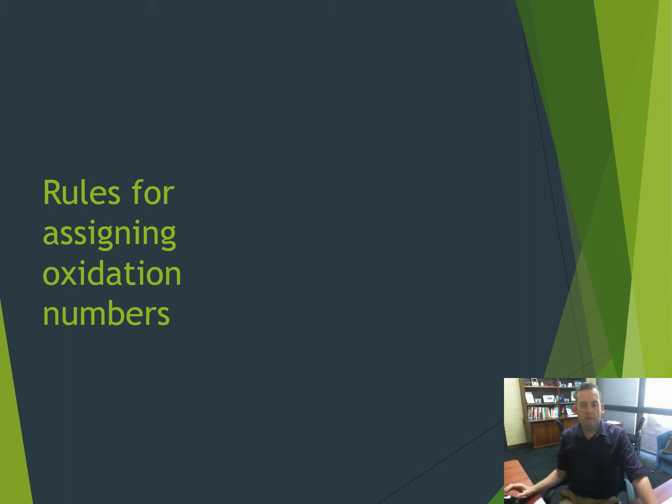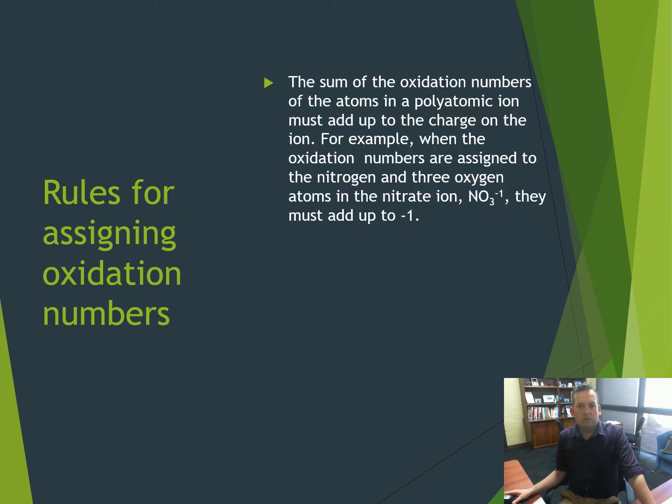What's left? Well, polyatomic ions are left. Things like carbonate, phosphate, sulfate, nitrate, nitrite, those sorts of things. So with polyatomics, the sum of all the oxidation numbers all add up to equal the charge. Okay, so for example, for nitrate, 1 nitrogen plus 3 oxygens equals -1. They all must add to -1. So this is not too difficult.